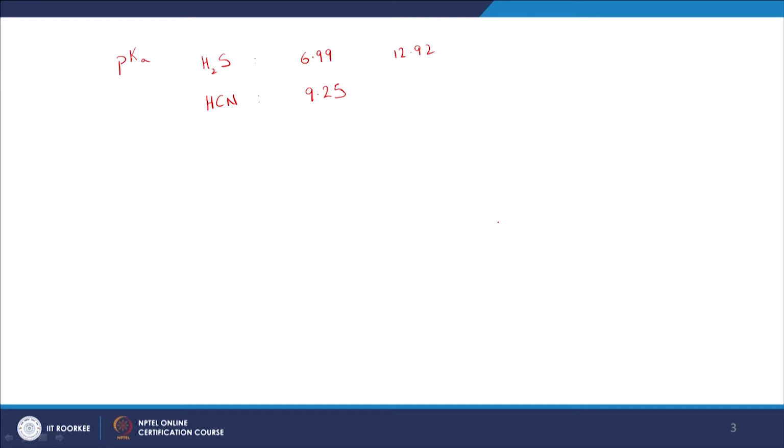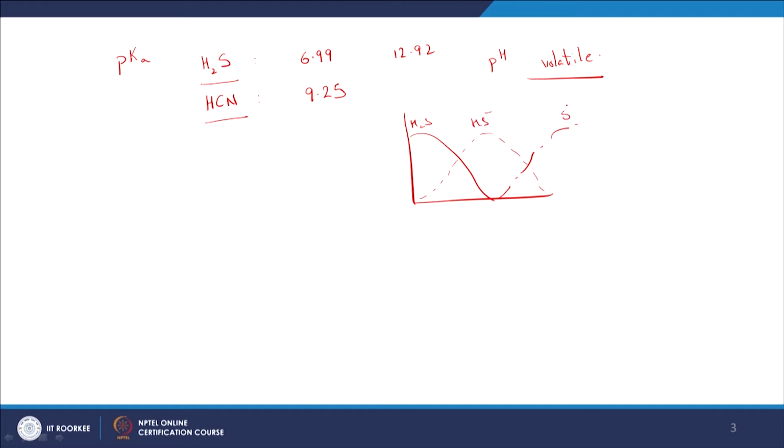Let us look at the other example. One example that we have here is with respect to two toxic gases, hydrogen sulfide and hydrogen cyanide. In general, with respect to gases, we want to see at which particular pH they would be volatile, and at which particular pH they will not be volatile. As you see here, with respect to H2S, this is H2S, HS-, S2-.